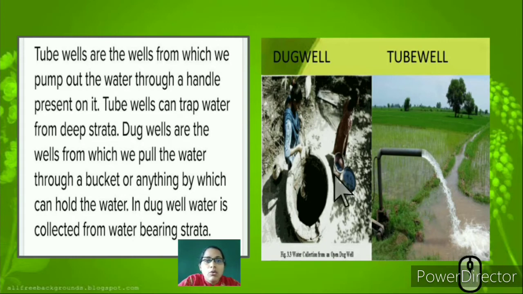So what is a dug well? Dug wells are wells, as you can see here, where you can pull out the water through a bucket or anything which can hold the water. In a dug well also the water is collected from where the water is bearing in the strata.